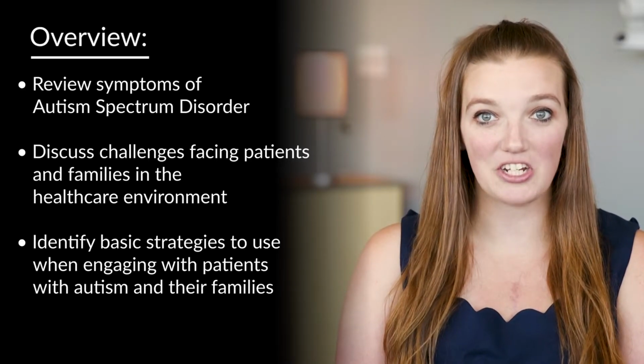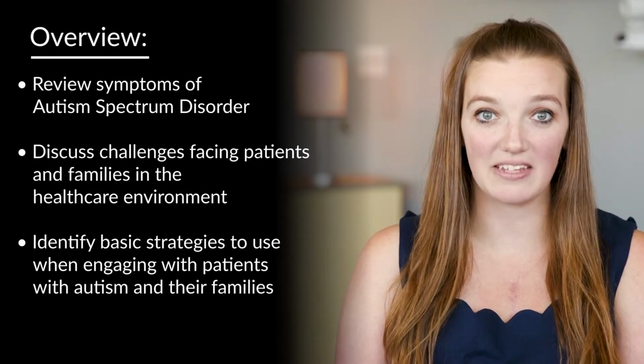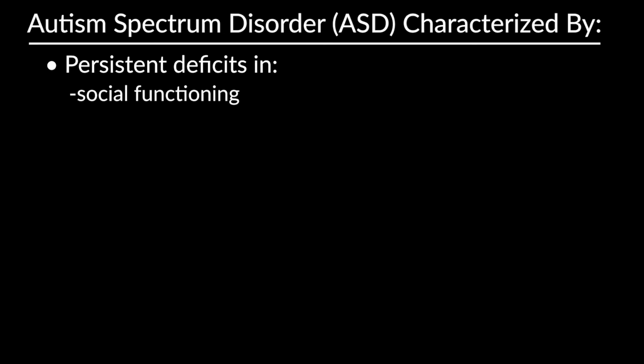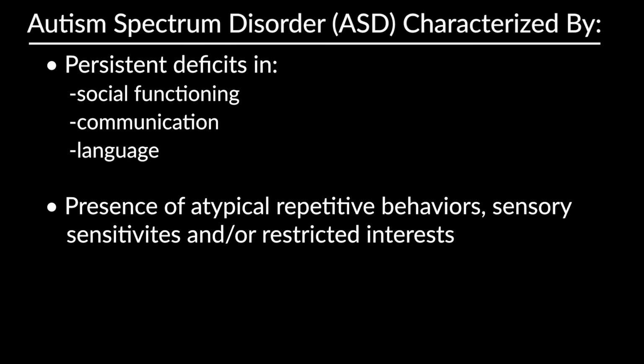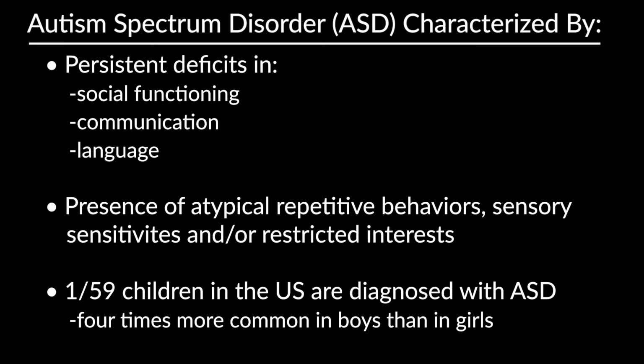Additionally, many of the strategies we discuss in this module can be used when supporting patients with developmental disabilities and typically developing toddlers. Autism spectrum disorder is a neurodevelopmental disorder which is characterized by persistent deficits in social functioning, communication, and language, and by the presence of atypical repetitive behaviors, sensory sensitivities, and/or restricted interests. The most recent data from 2018 reveals that 1 in 59 children in the U.S. are diagnosed with autism spectrum disorder, and it is 4 times more common in boys than girls.